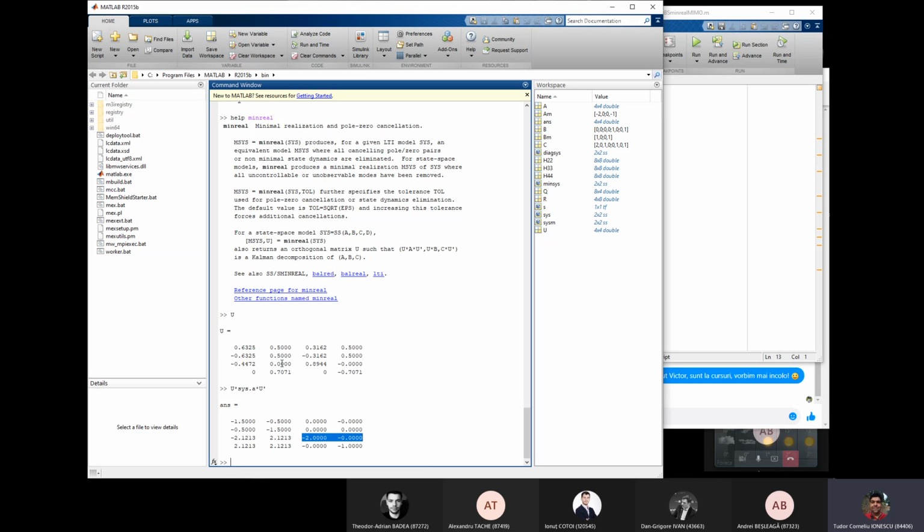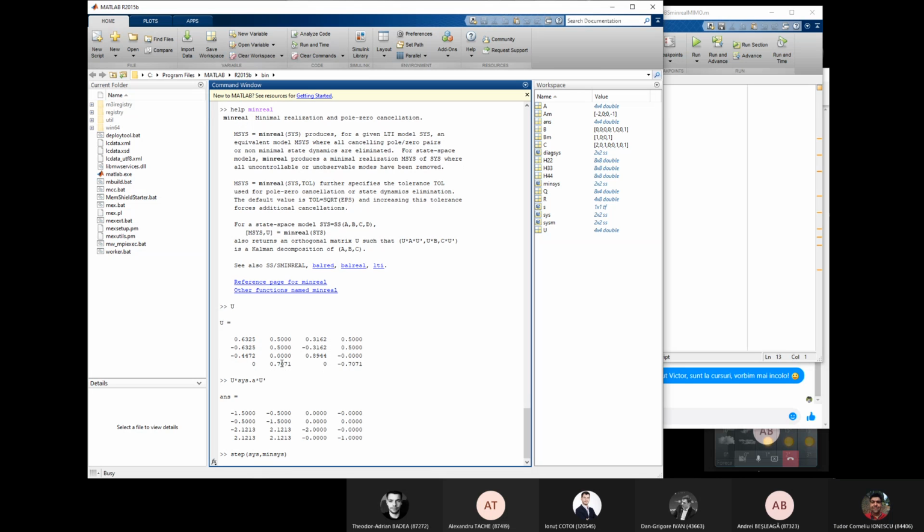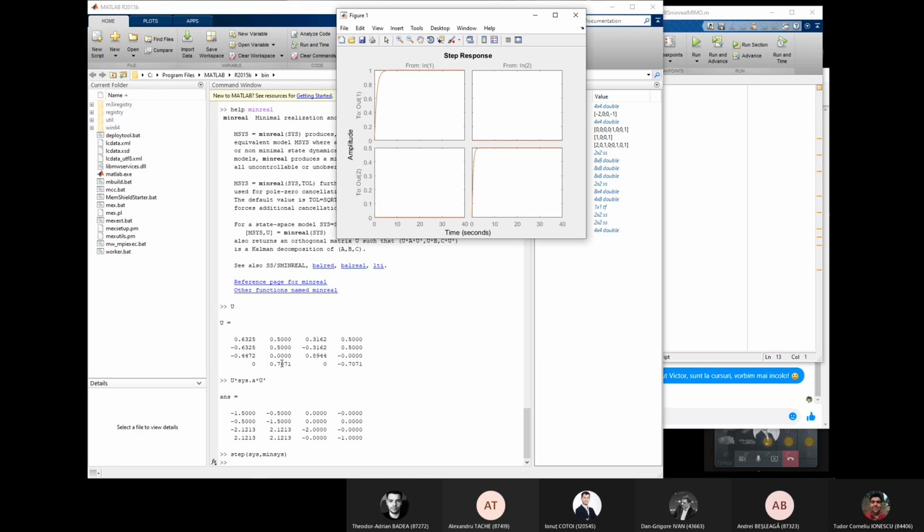This is not an approximation. This is totally exact. How do I prove that? Easy. Let's compute the step function of cis and min cis. I'm not sure if this is working. Apparently it is. It's busy. Just hold on a second. There you go.